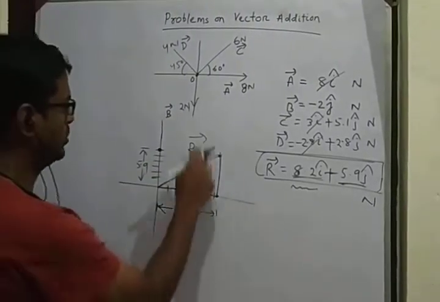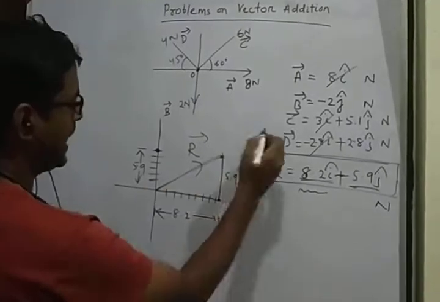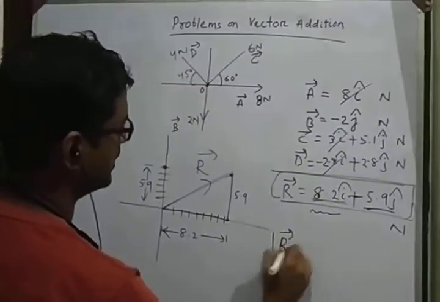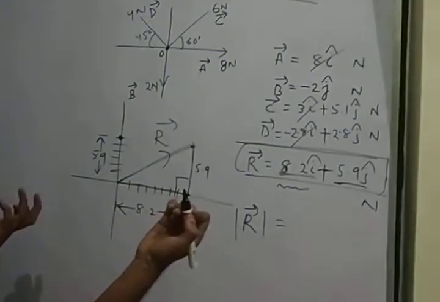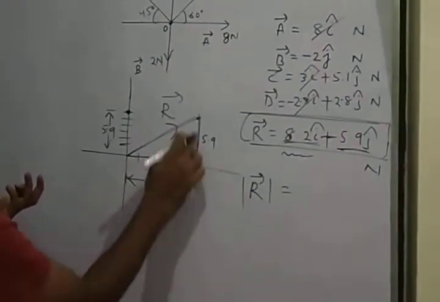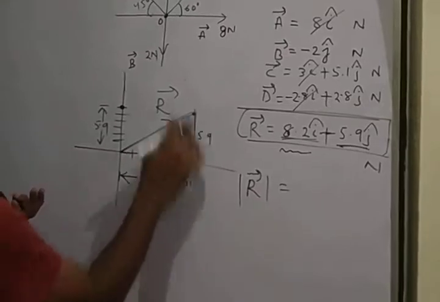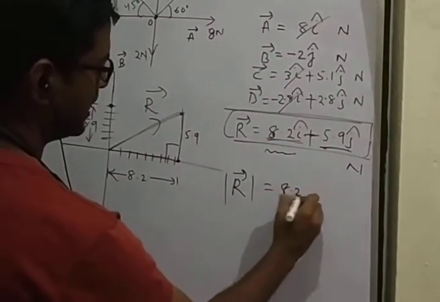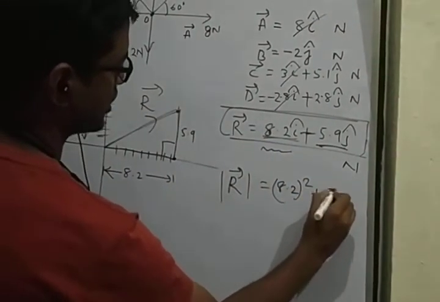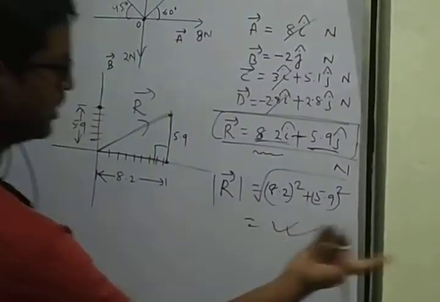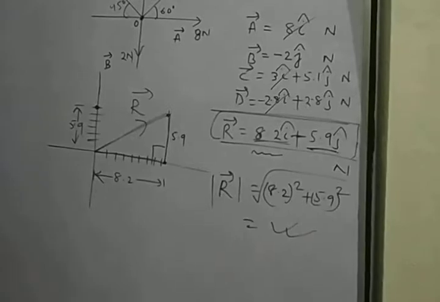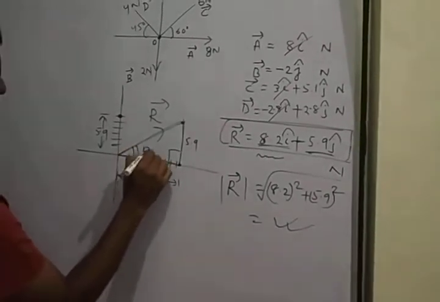So 8.2, now this will be 5.9. Now the magnitude of R vector will be directly from Pythagoras theorem. These are two things. This is a 90 degree angle between them because they are rectangular components, horizontal axis and vertical axis. So directly square root of 8.2 square plus 5.9 square. If you solve this, you will get the magnitude. Now what will be the direction? Let us consider this is beta.